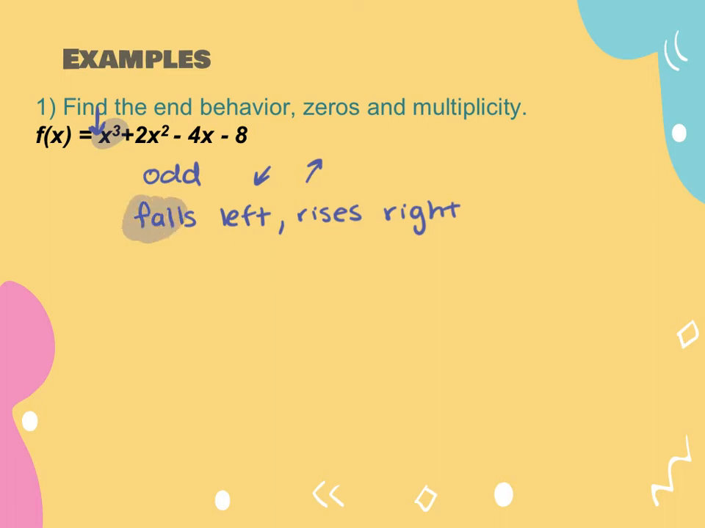That's the end behavior. Falls left, rises right, just like a normal x cubed, right? If you think about your parent function for x cubed, it went up to the right and down to the left. Now we want to find the zeros. So I want to take my initial function and set it equal to 0.